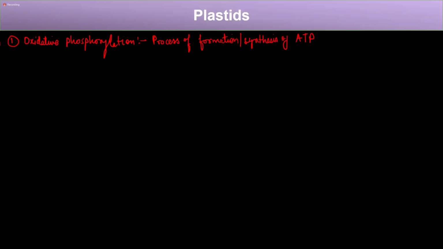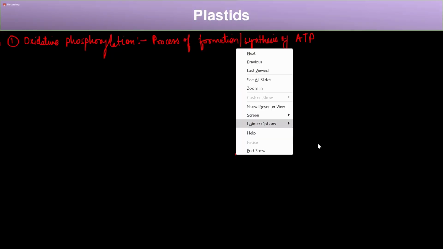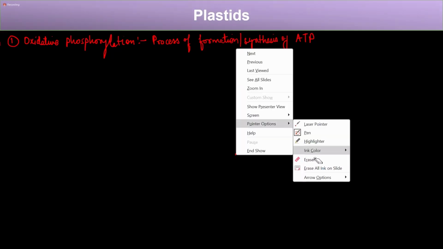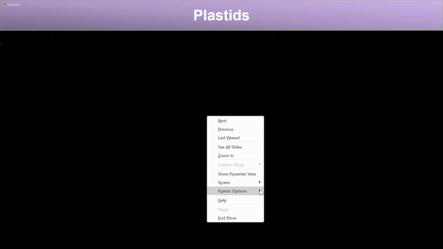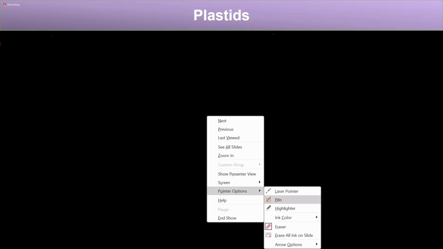Okay. Now, next, we have studied the mitochondria. The next thing that we'll study is another double membrane bound organelle, and this double membrane bound organelle is known as plastid. Okay. So what is plastid? So we can write the plastid.